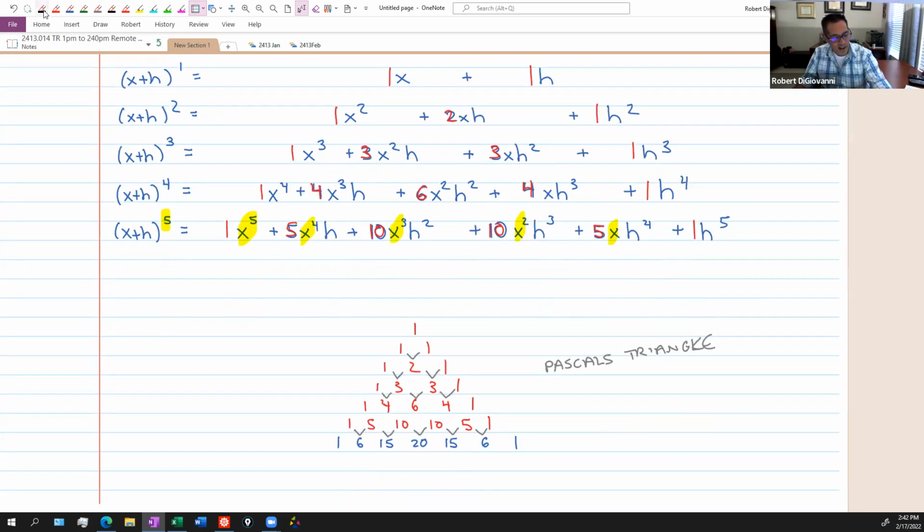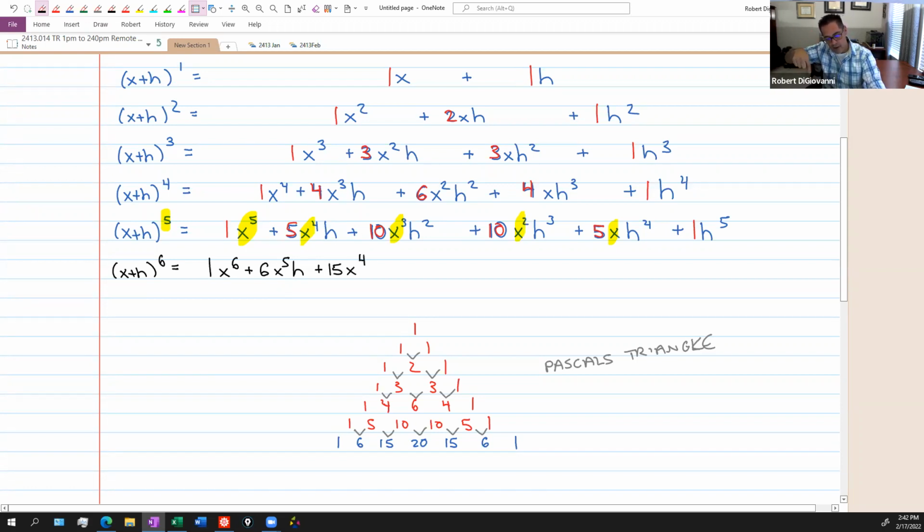So my next line, x plus h to the 6th, would be: there's a 1, and then x to the 6th. Plus, now the next number is the 1 and the 5 added together, that's 6. Now my power on x comes down, x to the 5th, power on h comes up. Plus, now I take the 5 and the 10 added together, get 15. Now my x power comes down, h power goes up. I've done 5 and 10, now I do 10 and 10, that's 20. The x power comes down, x cubed, h power comes up, h cubed.